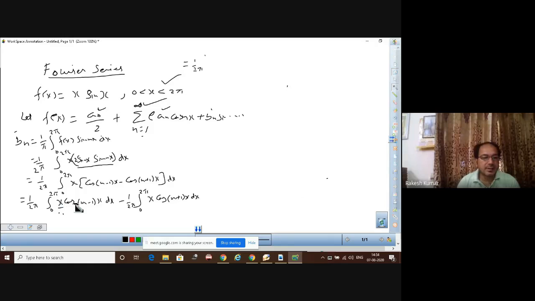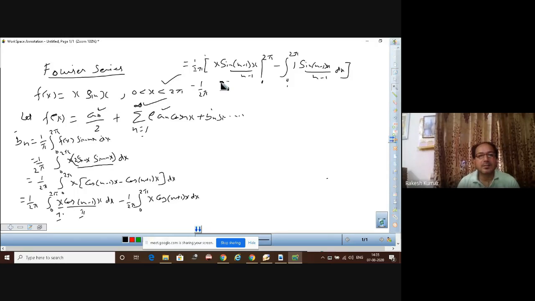Now, first function x can be taken and cos n minus 1 will be taken as second function. So integration by parts: first function as it is, integration of cos is sine, that is sine (n minus 1)x, and limits are 0 to 2 pi, minus derivative of x is 1 and integration of cos is sine (n minus 1)x over n minus 1 dx within the limits 0 to 2 pi.